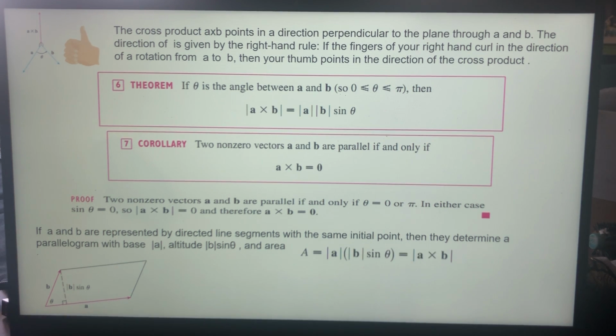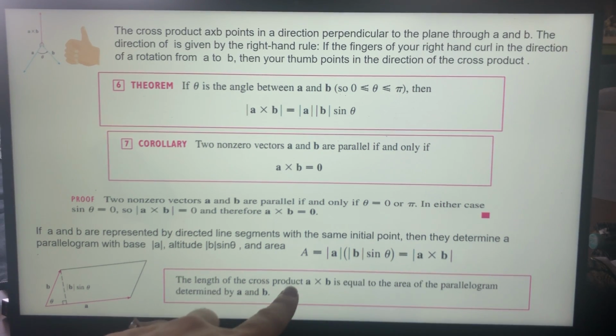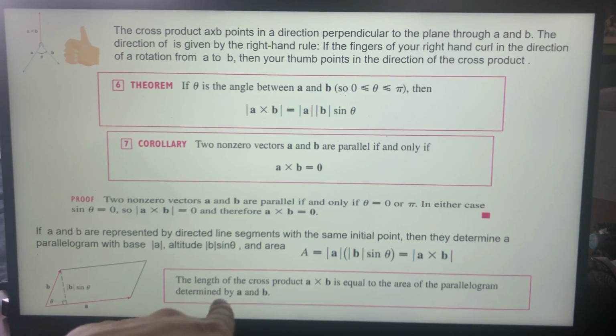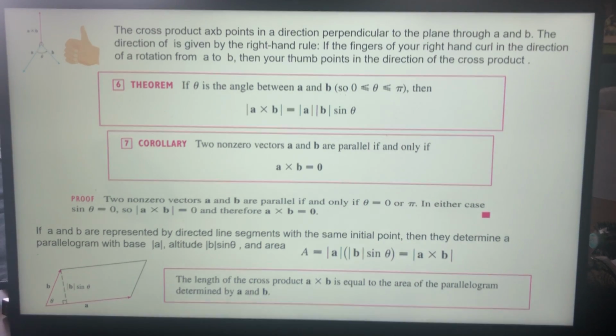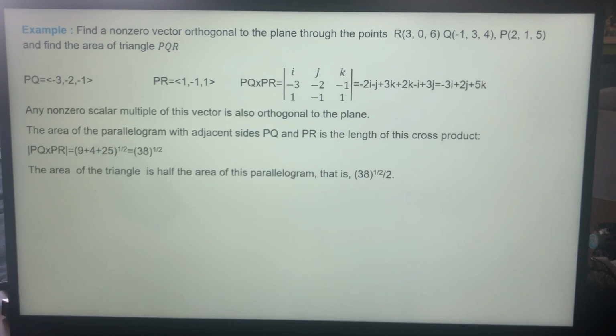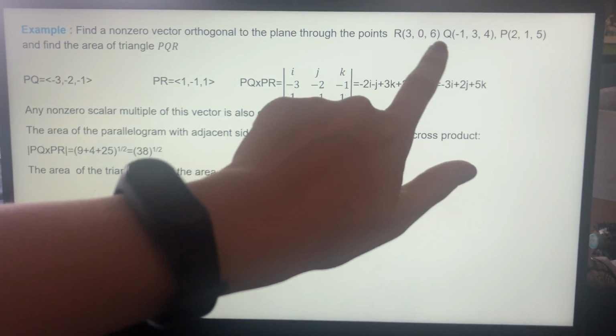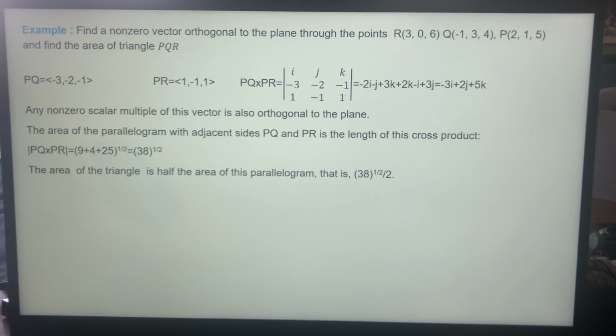Okay? So the length of the cross product is equal to the area of the parallelogram determined by A and B. Okay, remember that. This is also a very useful identity for you. This is just one example. In general, I ask this very simple, similar question in each exam. Three vectors are given, P, Q, R. And you are trying to find the area of the triangle that is formed by P, Q, and R.